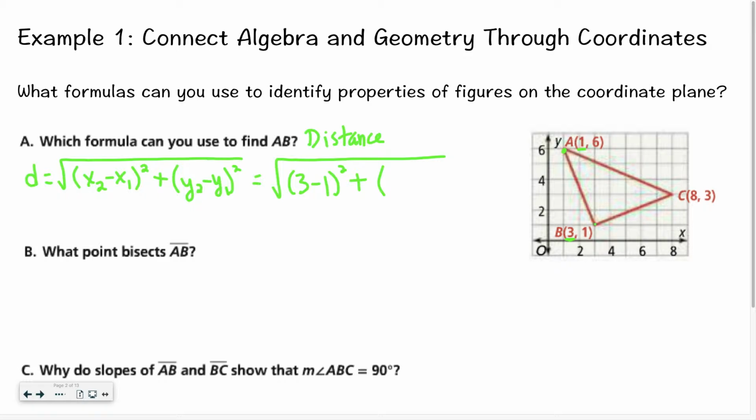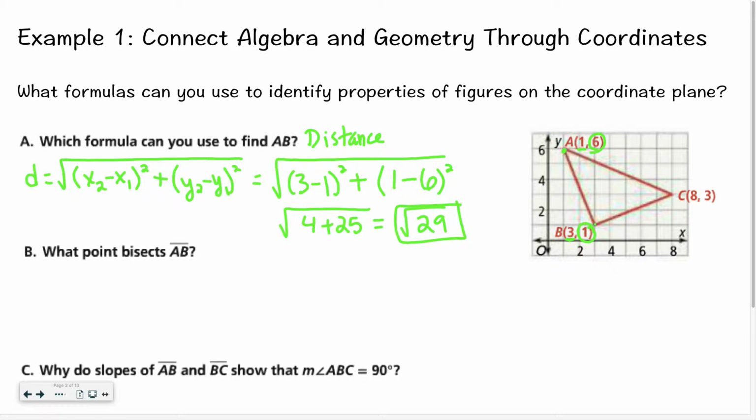And then since I started with the 3, I need to start with the y value from that same point. So I'm going to say 1 minus 6. And if you, for the first parenthesis, said 1 minus 3, your second parenthesis would say 6 minus 1. Okay? So 3 minus 1 is 2. 2 squared is 4. 1 minus 6 is negative 5. Negative 5 squared is 25. That means the distance between them is the square root of 29.